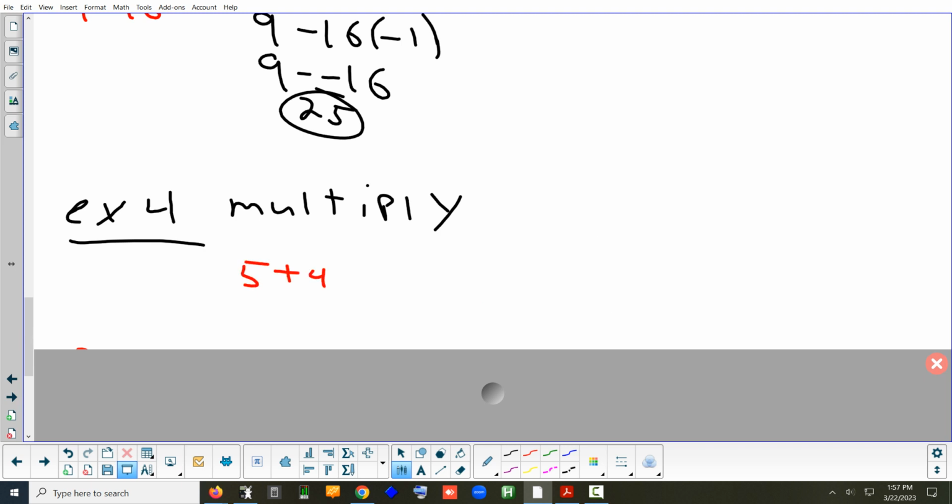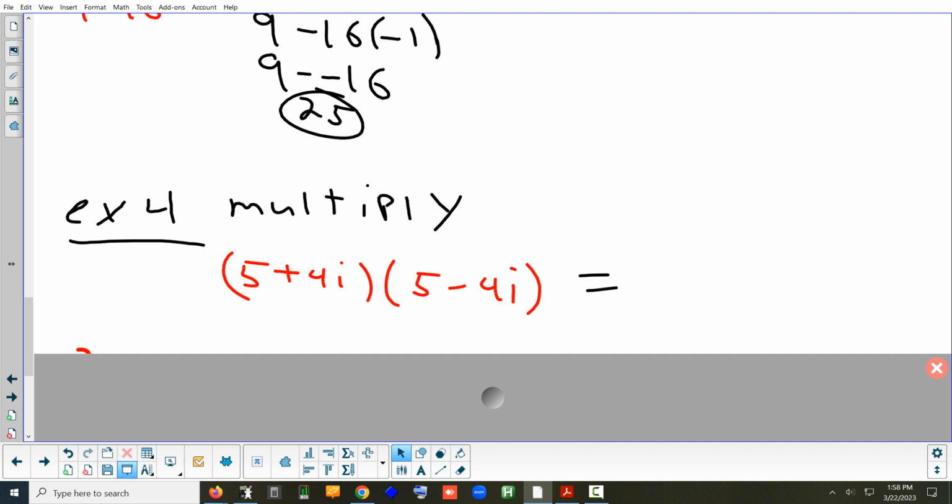This time I don't want to FOIL this out. Remember, all you have to do, because those are conjugates, is take one number, square it, take the other number, square it, and add them up. The i completely disappears when you multiply conjugates. That's kind of important. The i goes away. Okay. So what's the first number that you would square here?